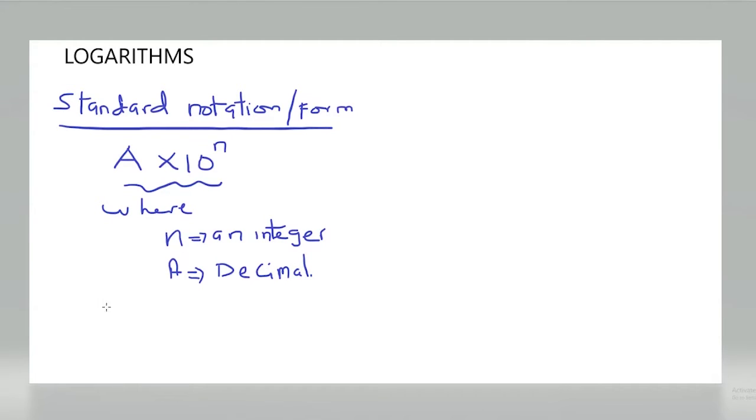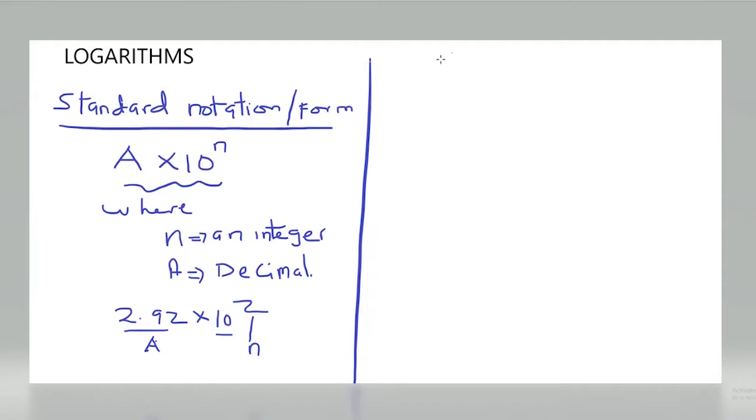For example, just consider this one: 2.92 times 10 power n. This one is a, and this one is 10 power n. Or this one: 3.526 times 10 power negative 3. So this is the standard form.